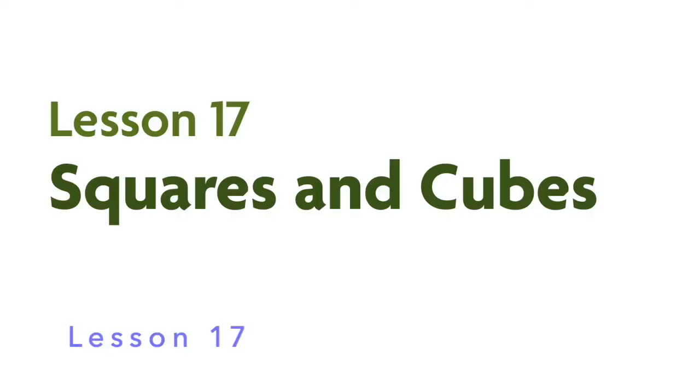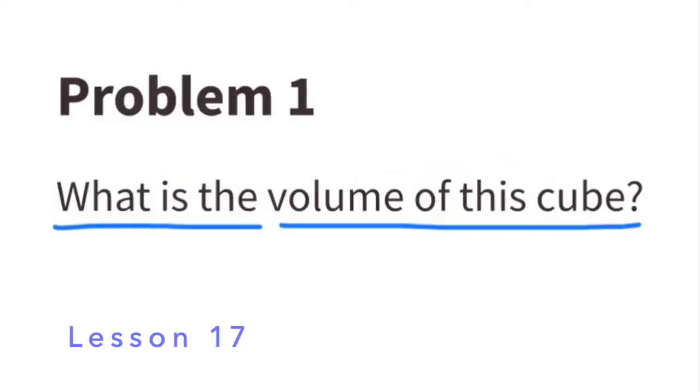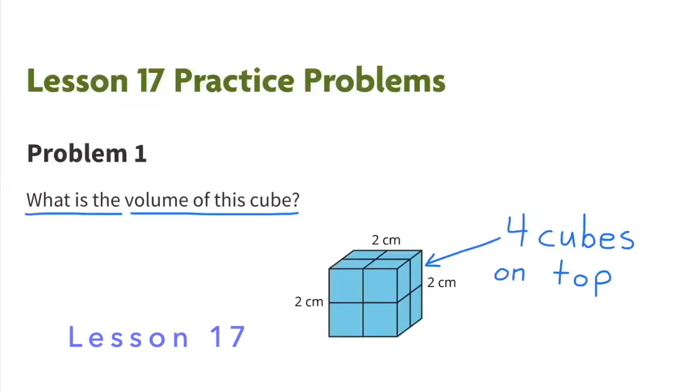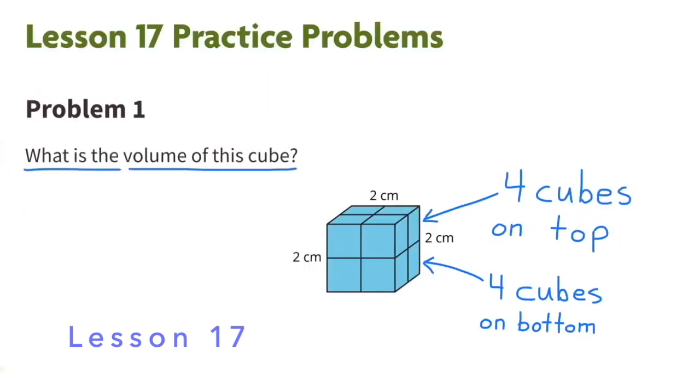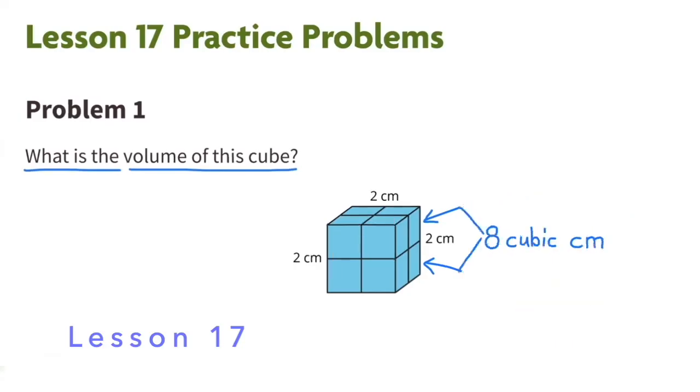6th grade, Unit 1, Lesson 17, Squares and Cubes. Number 1. What is the volume of this cube? There's 4 cubes on top and 4 cubes on the bottom, for a total of 8 cubes. The volume is 8 cubic centimeters.